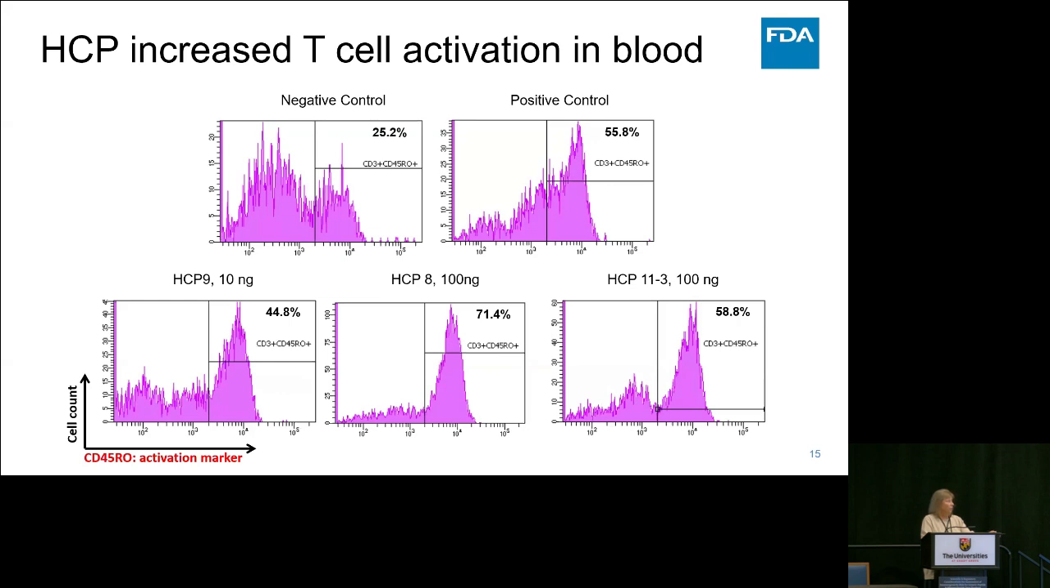And here we have our negative control where only 25% of the T cells have CD45RO. For our positive, it's about 56%. And then these are 3 different host cell protein samples. This is the 10 nanogram that still has the nucleic acids, and we see 45%. This is a different one at 100, no nucleic acids, and this one was 71. And this one also has no nucleic acids, and it was about 59.